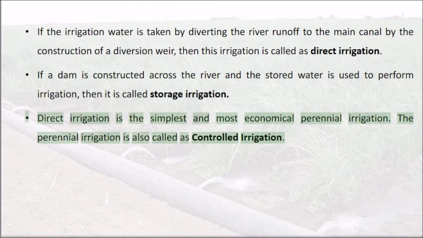Direct irrigation is the simplest and most economical perennial irrigation. The perennial irrigation is also called controlled irrigation.